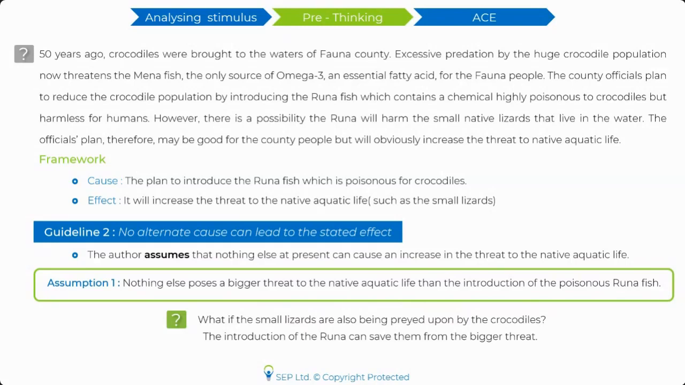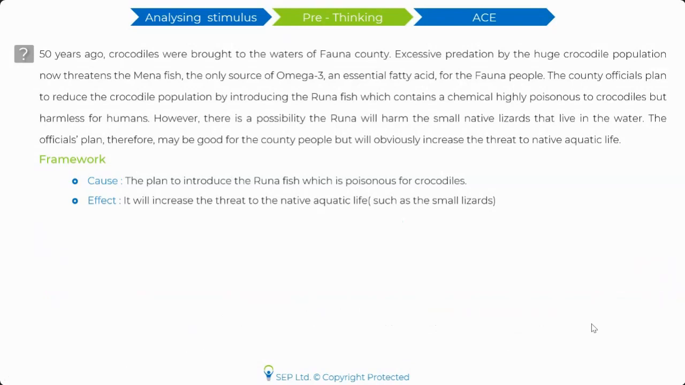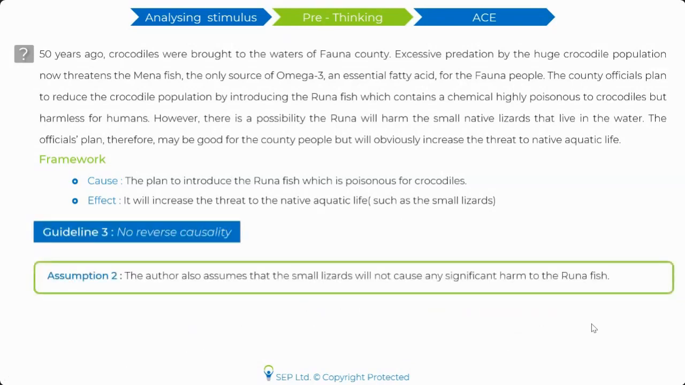Great. Good. So with that understanding that there is nothing else, no other bigger threat at present, the crocodiles are not posing a bigger threat. Because if the crocodiles are a bigger threat, then perhaps killing the crocodiles will be good for the native lizards. All right, so let's now move to the answer choice elimination. There's no reverse causality. That means the author is also assuming that the small lizards will not cause any significant harm to the tuna fish. It's only the other way around.